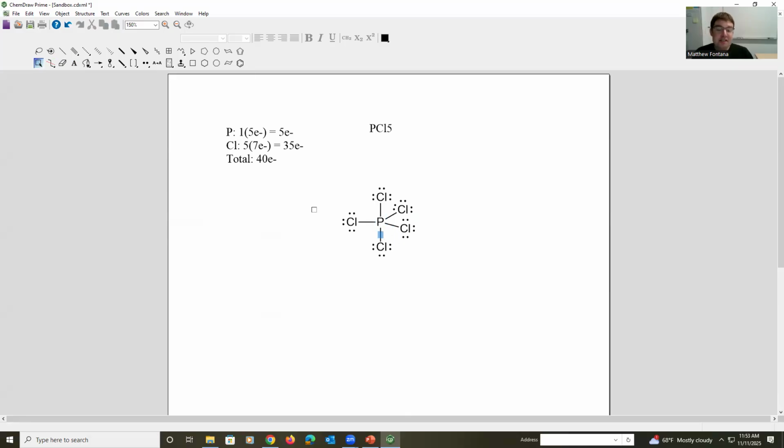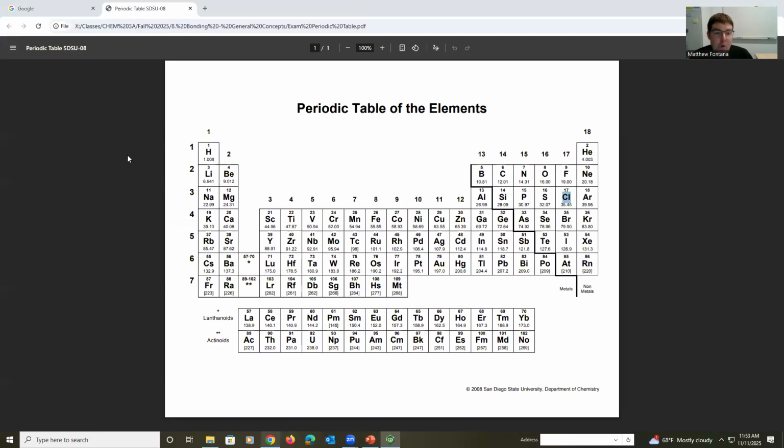So here phosphorus has an expanded octet. Remember, phosphorus is in the third row of the periodic table, which means it can have an expanded octet, which means it can go up to 18 electrons. So the fact that we're putting 10 electrons associated with the phosphorus is fine. And so we are good here.